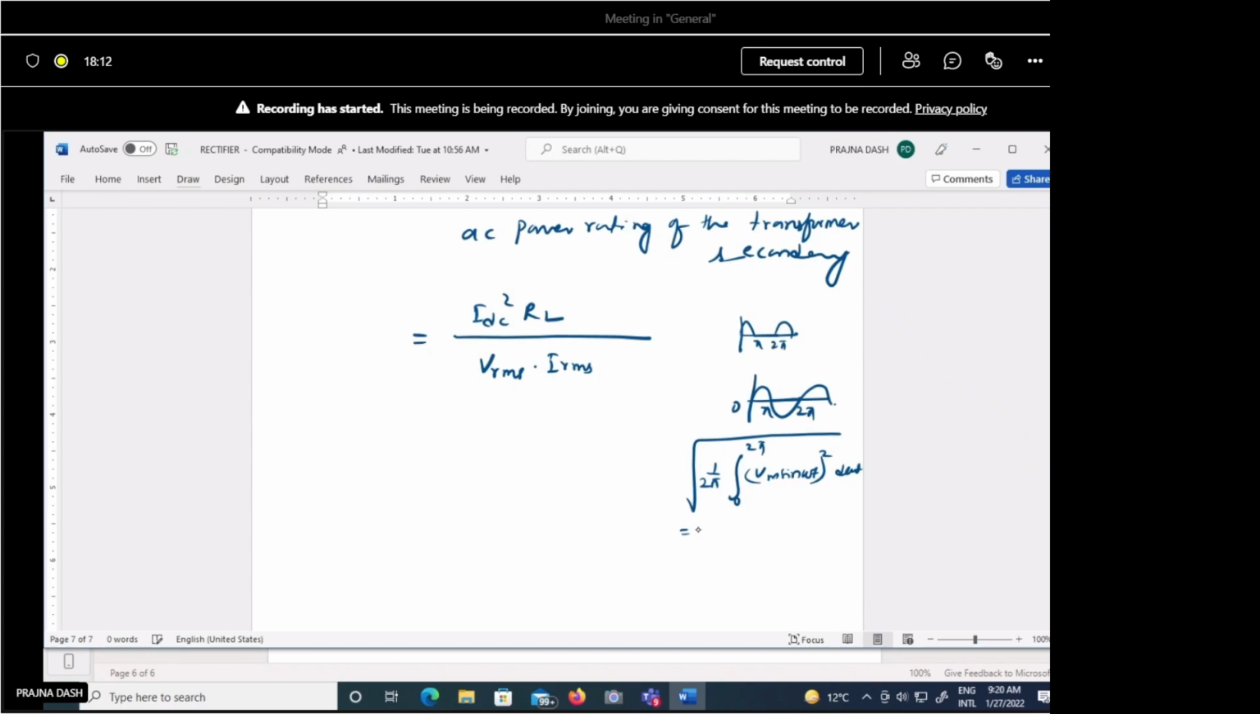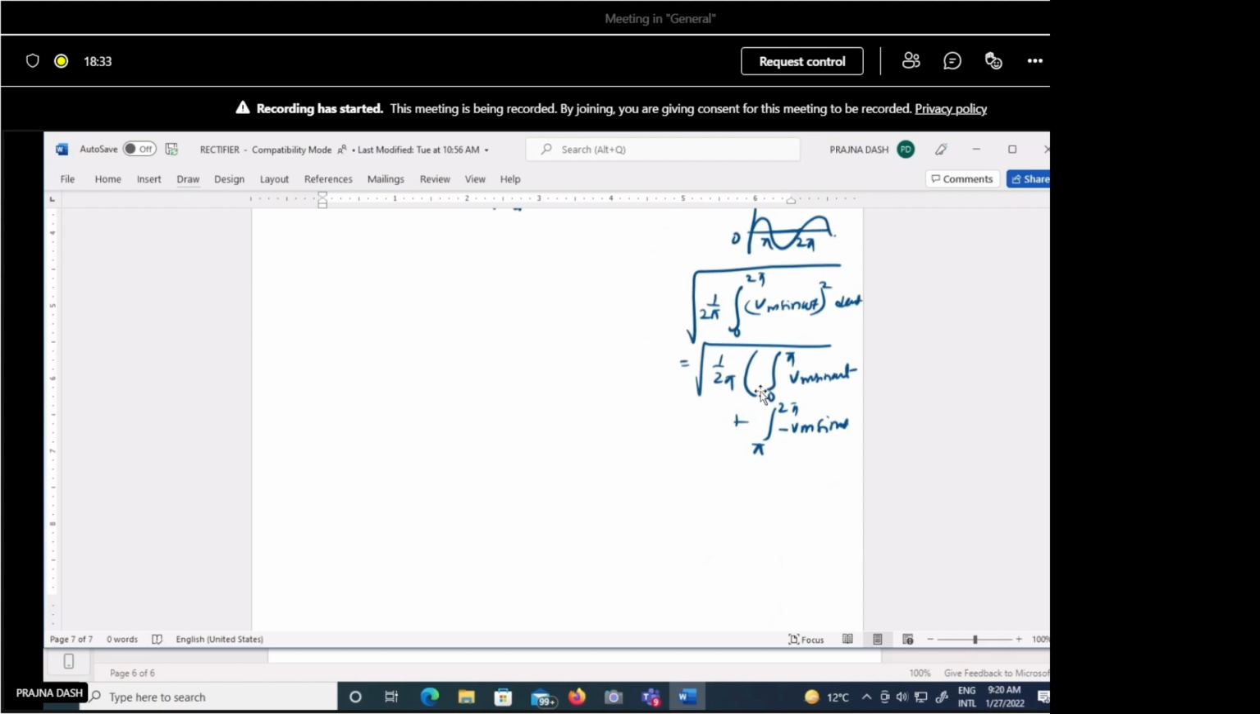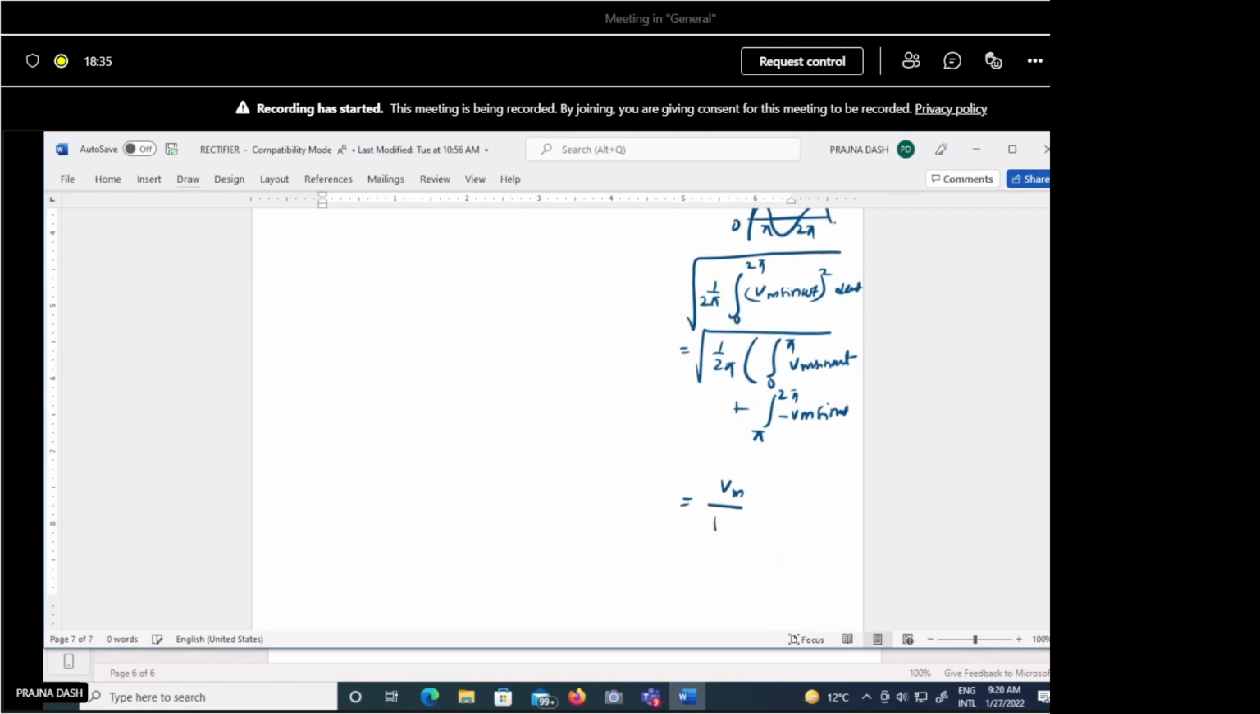In this calculation, it is 1 by 2 pi. You have to consider 0 to pi as Vm sine omega t, plus pi to 2 pi as minus of Vm sine omega t. In this way you have to integrate. If you evaluate this integration, we will get Vm by root 2.